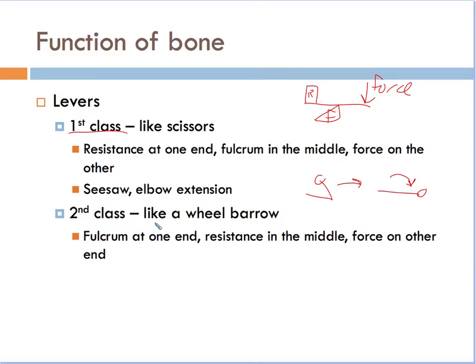Your second class lever is like a wheelbarrow. So think of a wheelbarrow. It's got a fulcrum on one end. You have a load in the middle, so this is going to be my resistance. Fulcrum, resistance, and then I'm going to exert my force on the other end. So my resistance is between my fulcrum and my force.